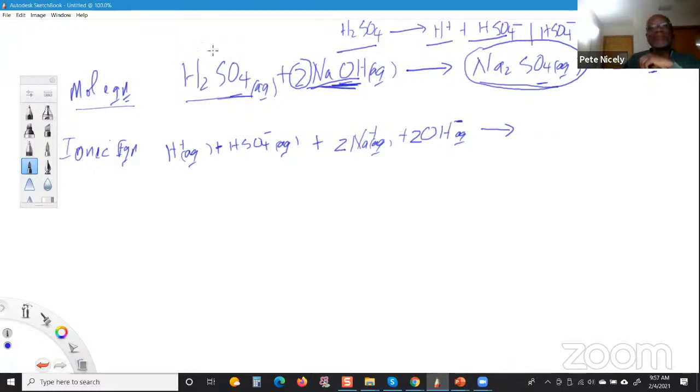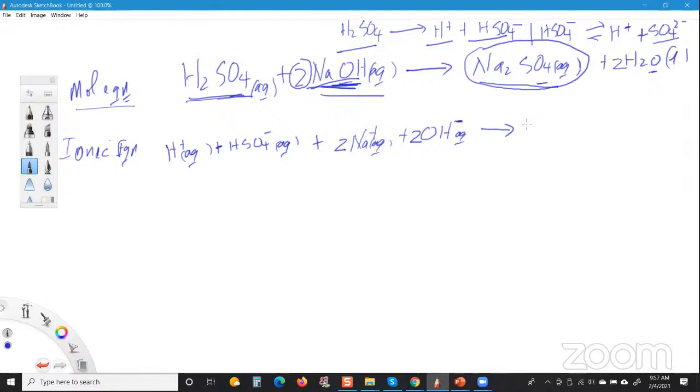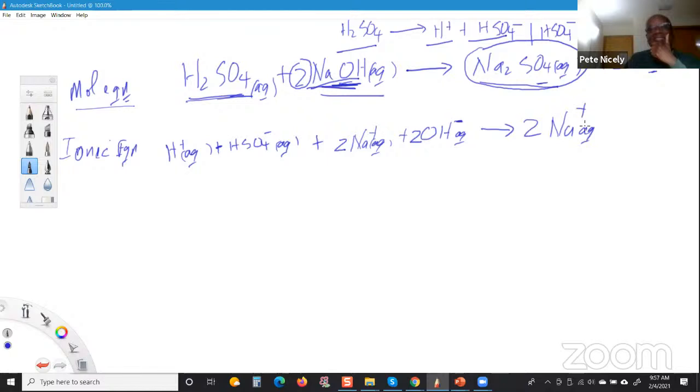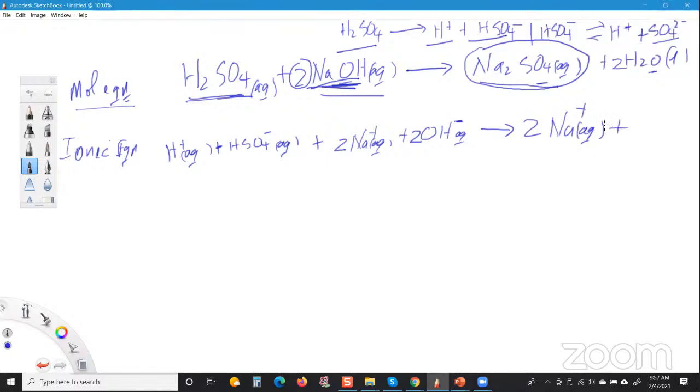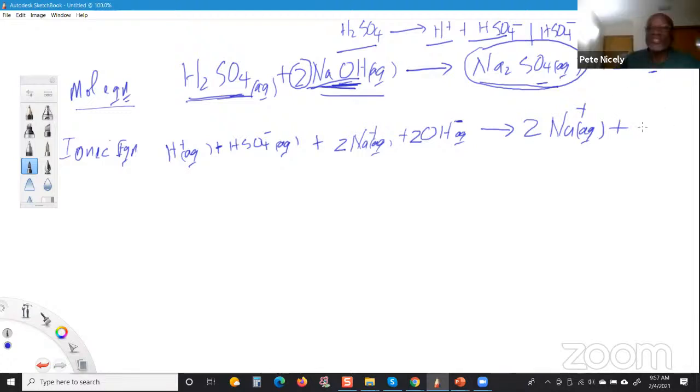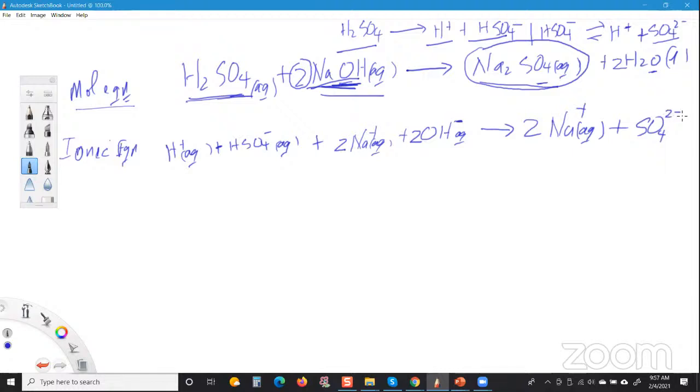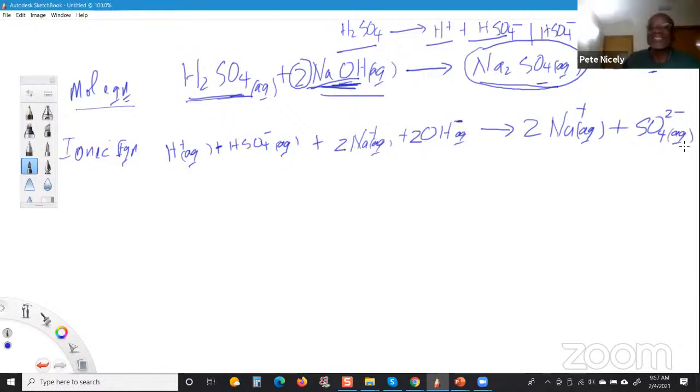You should be able to do this based on what we did here and what we did here. So what would you expect the products of the dissociation to be? Would it be 2Na+ aqueous plus SO4 2- aqueous? Right. Exactly. So those will be the products when the sodium sulfate dissociates in water.